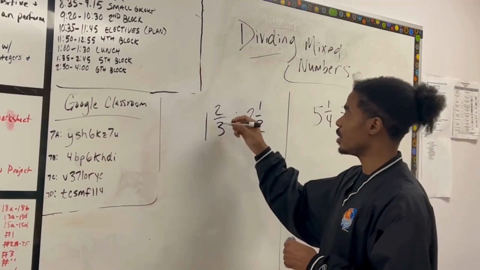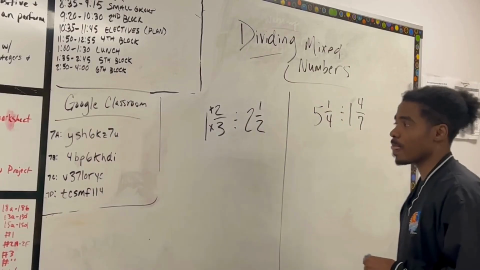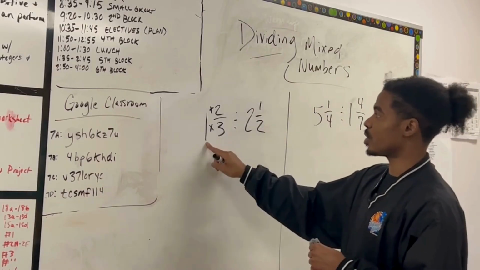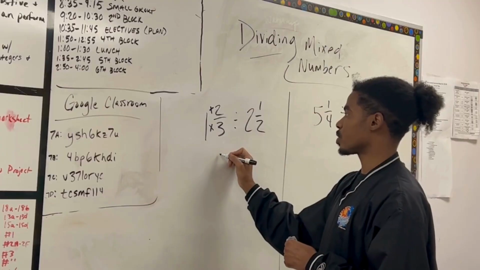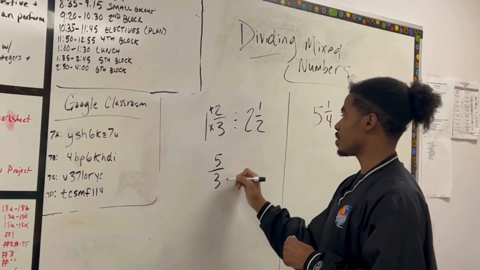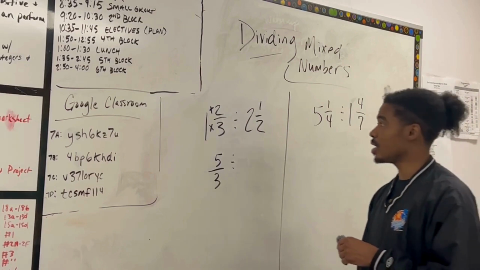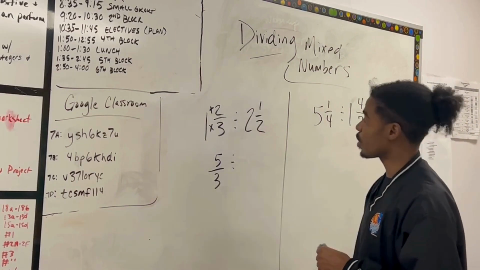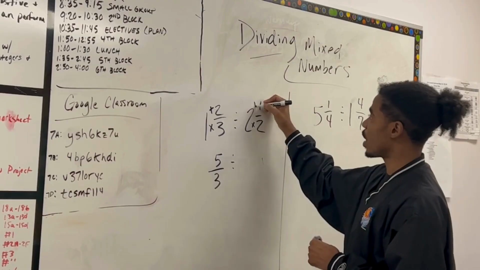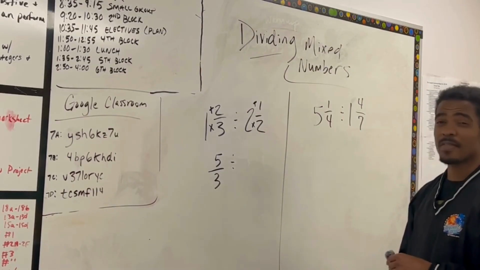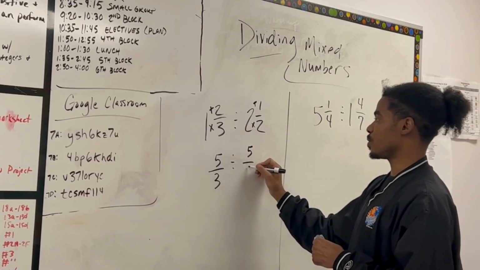So we're going to do 3 times 1 plus 2. 3 times 1 is 3, you add 2, that's 5, and you keep your denominator. So that's going to be 5/3. Then we're going to divide. Same thing here, change this mixed number to an improper fraction. So we're going to do 2 times 2, which is 4, then add 1. That gives us 5, once again my numerator. Keep your denominator of 2.